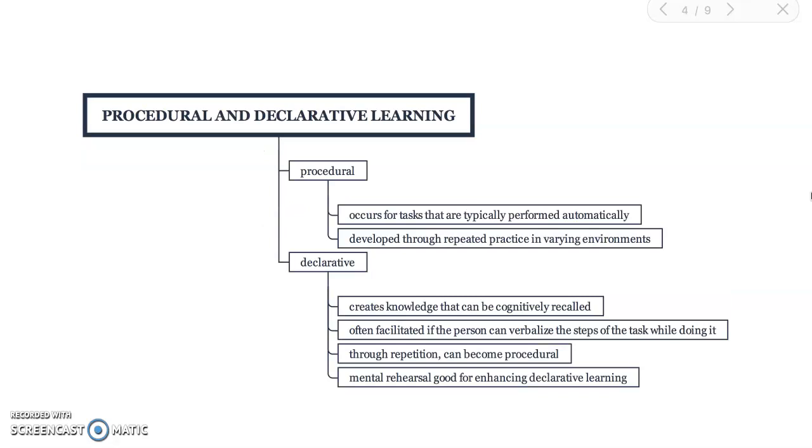There are two types of learning, procedural and declarative. Procedural occurs for tasks that are typically performed automatically and developed through repeated practice in varying environments, whereas declarative learning creates knowledge that can be cognitively recalled, often facilitated if the person can verbalize the steps of the task while doing it. Through repetition, declarative learning can become procedurally learned, and mental rehearsal is a good way of enhancing declarative learning.